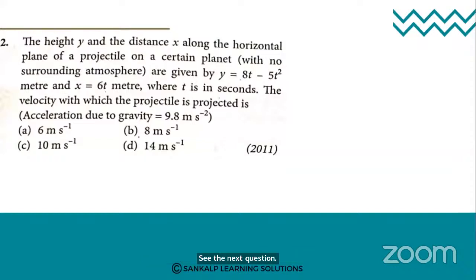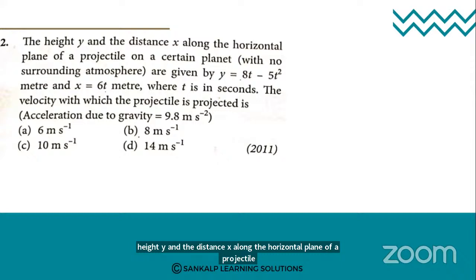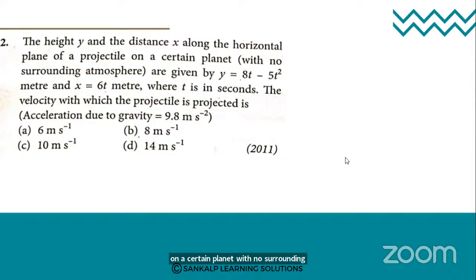The height y and the distance x along the horizontal plane of a projectile on a certain planet with no surrounding atmosphere are given by y is equal to 8t minus 5t square, and x is equal to 60t, where t is in second. The velocity with which the projectile is projected is?